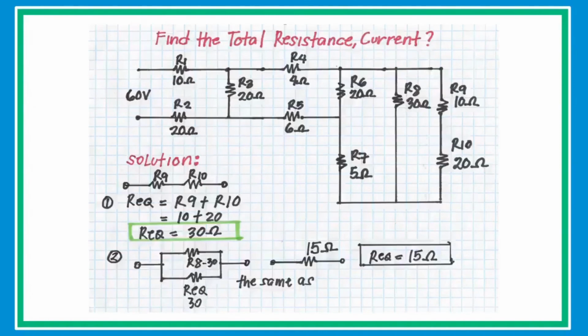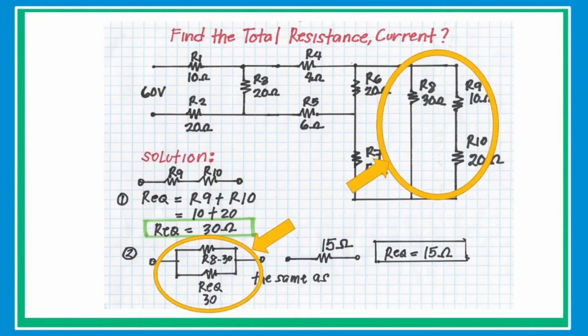In this example, it's going to be harder, but by the technique of collapsing the circuit and then redrawing to simplify, together we can do this. Let's start to attack resistors R9 and R10. Since these two resistors are connected in series, just simply add the values of the resistors. R equivalent equals R9 plus R10, then substitute the value to get the equivalent resistance of 30 ohms.